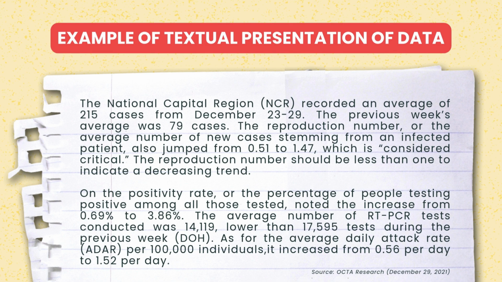On the positivity rate, the percentage of people testing positive among all those tested noted an increase from 0.69% to 3.86%. The average number of our RT-PCR tests conducted was 14,119, lower than 17,595 tests during the previous week. As for the average daily attack rate per 100,000 individuals, it increased from 0.56 per day to 1.52 per day. Source: Okta Research, December 29, 2021.